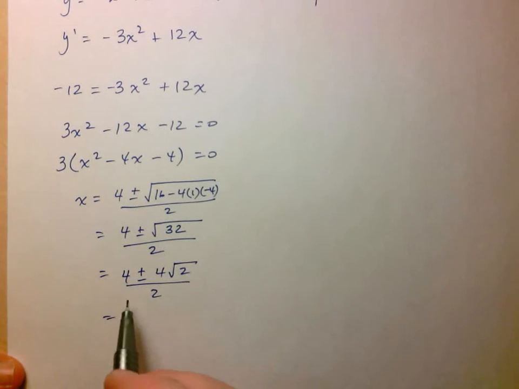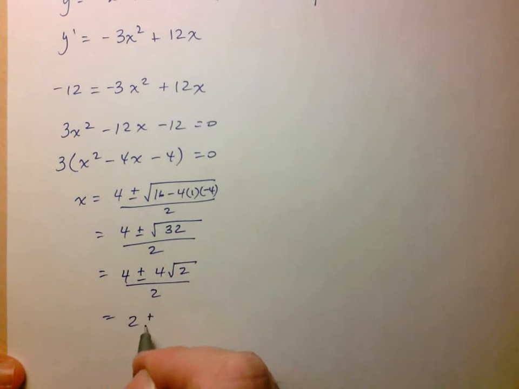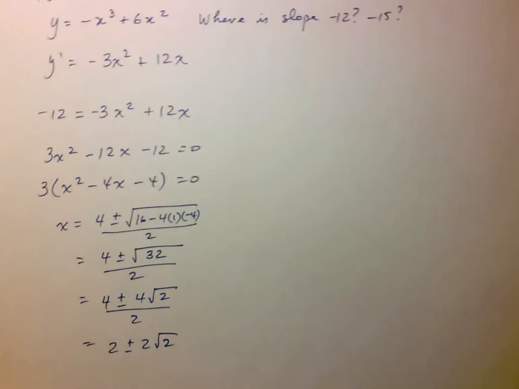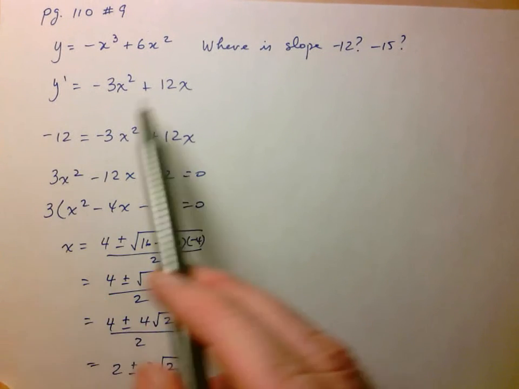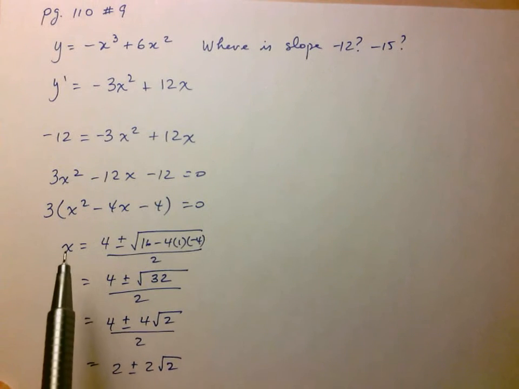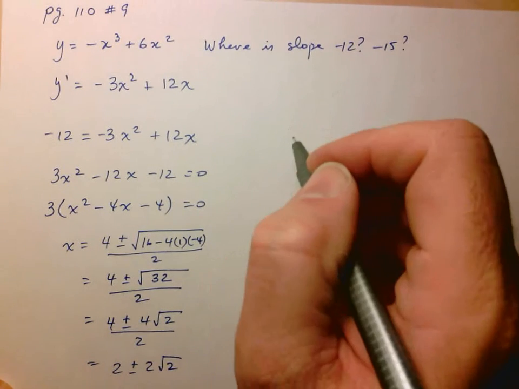And now here I can simplify. 4 over 2 is 2, plus or minus again, 4 over 2 is 2. So 2 plus or minus root 2. Okay, so here nothing more than just finding the derivative and replacing the derivative by the given value here. Okay, so now we're just going to do the exact same thing with the negative 15.